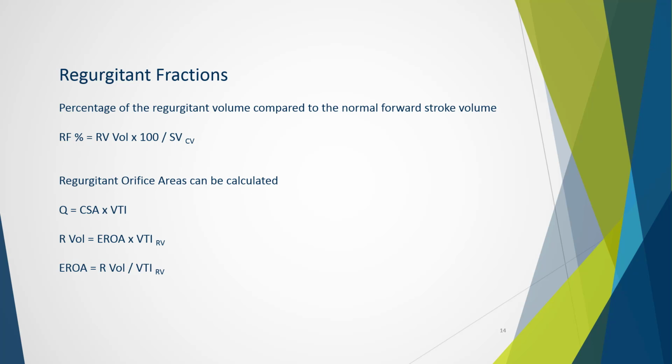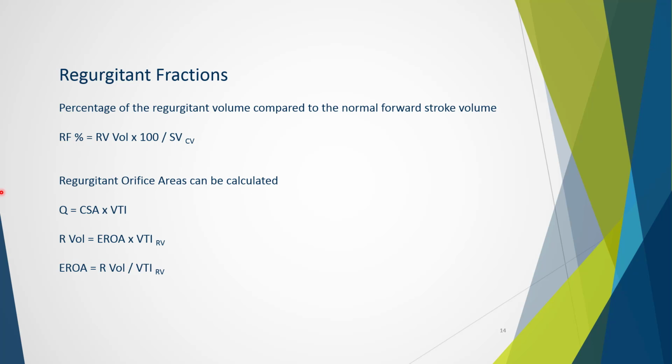Regurgitant fractions are simply an expression as the percentage of the regurgitant volume compared to the normal forward stroke volume. This is represented as the equation here. So regurgitant fraction is equal to the regurgitant volume times 100, because we're expressing it as a percentage, divided by the stroke volume of the competent valve.